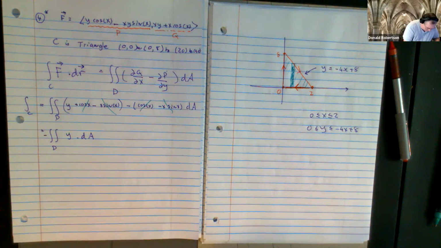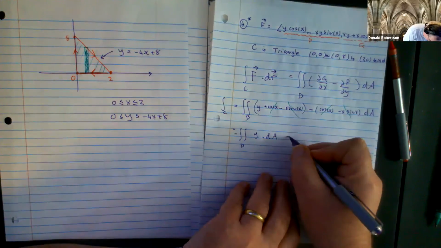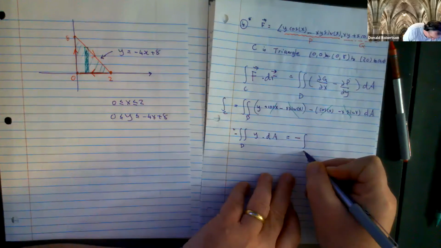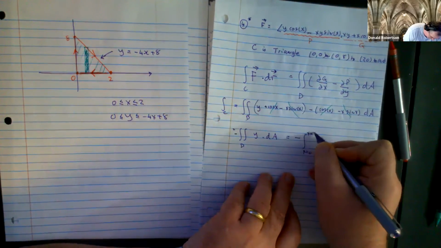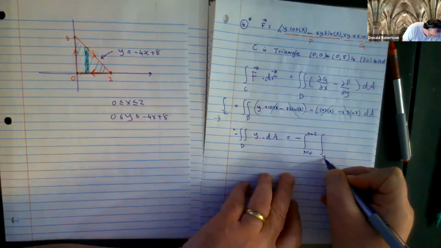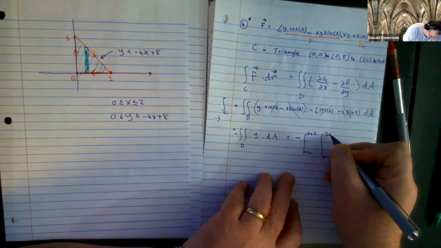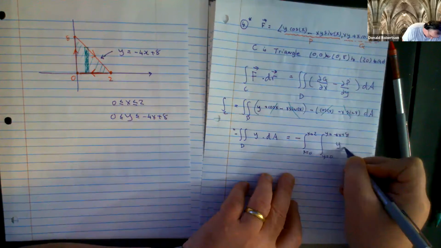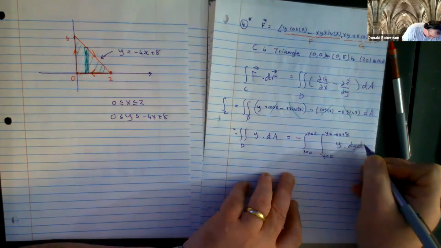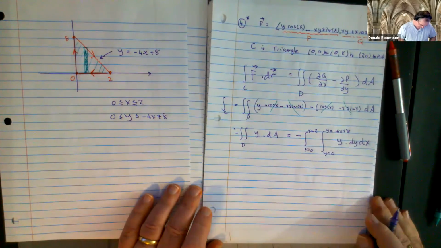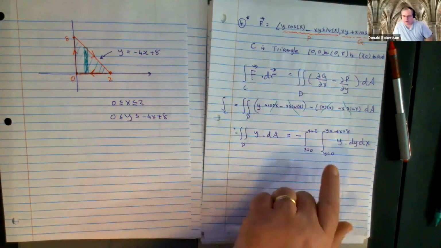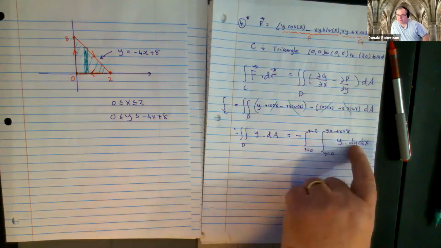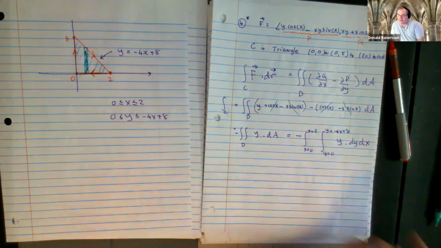Right. So switch places. We should be ready to put this package together. It's a negative of x going from 0 to 2 of y going from 0 to -4x plus 8 of a y, a dy, and a dx. Okay, I think I'm good to go here. Would you agree that's just a pretty standard double integral? You can't separate it.